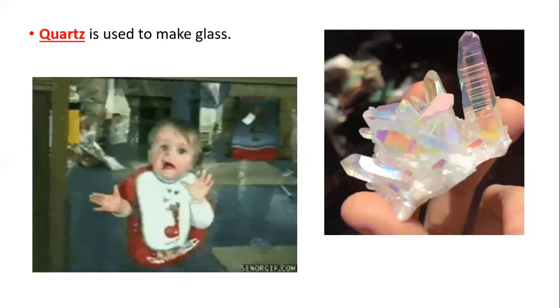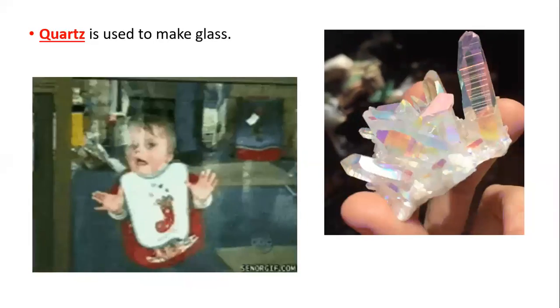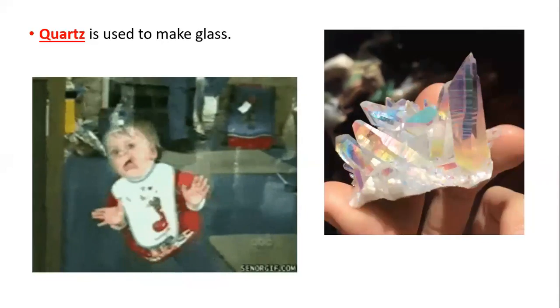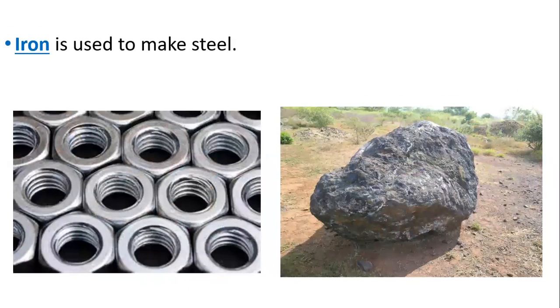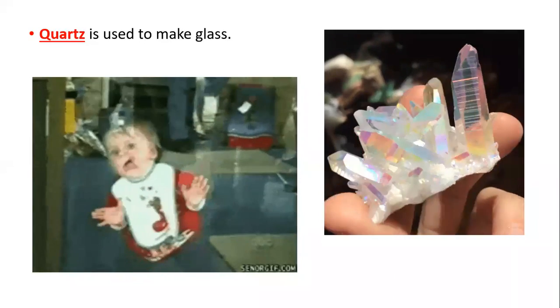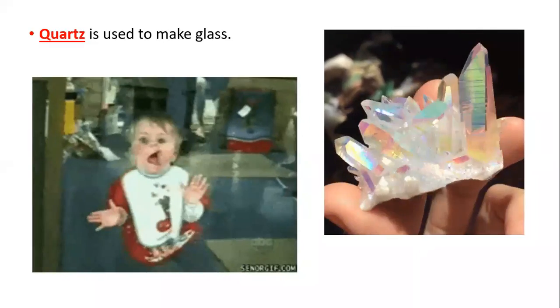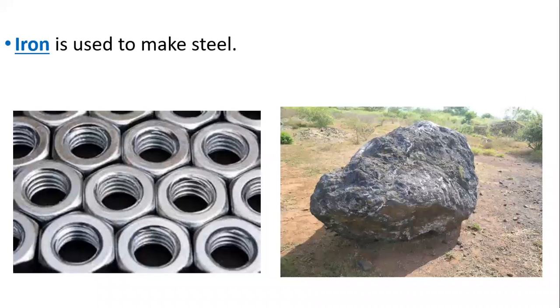Okay. So quartz is used in making glass, as we said, not الرخام. For those who said الرخام, this is something else. This is the granite. Now we have iron. Iron is a great example of minerals, right?